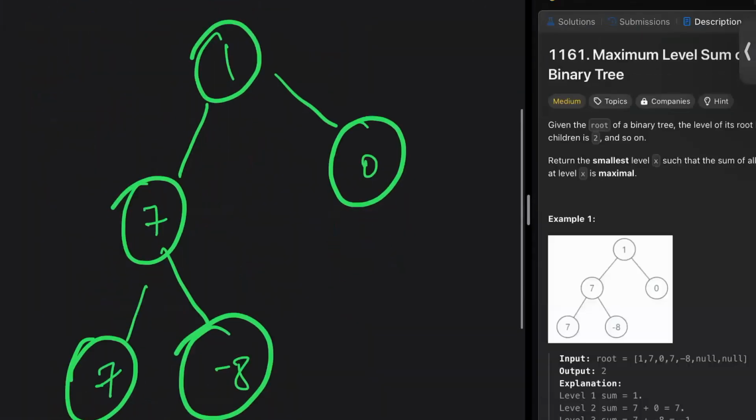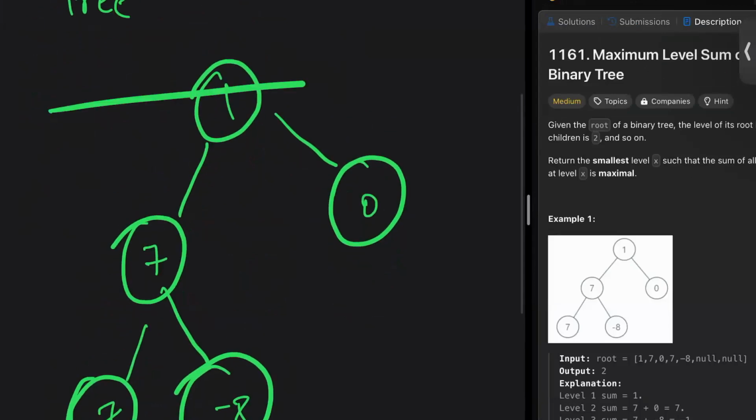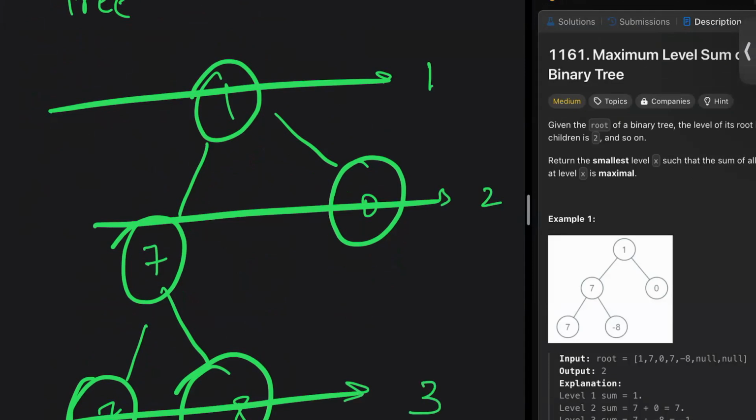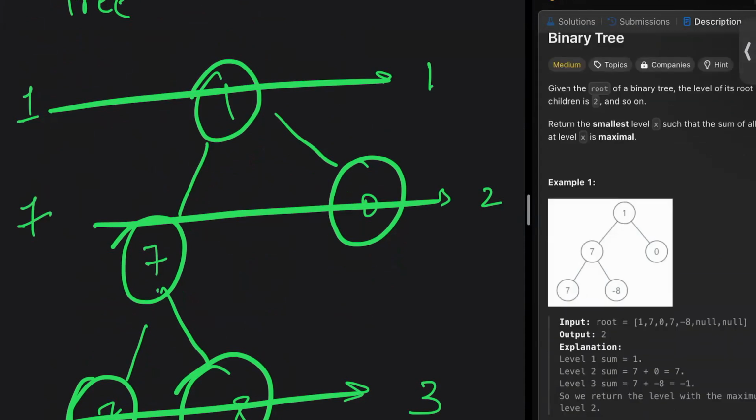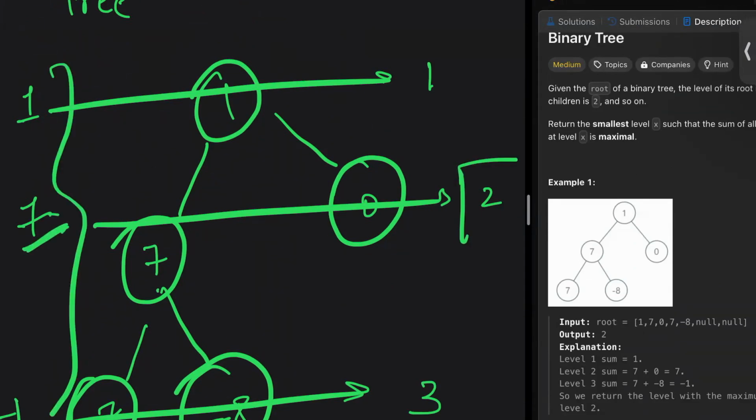So basically what we need to do is, we've been given this binary tree and this is level 1, this is level 2, and this is level 3. The sum of the first level is 1, the sum of the second level is 7, and the sum of the third level is minus 8. The third level is minus 1, right? So we need to return the level which has the maximum sum. The maximum sum out of these three is 7, right? So we return level 2 as the answer.